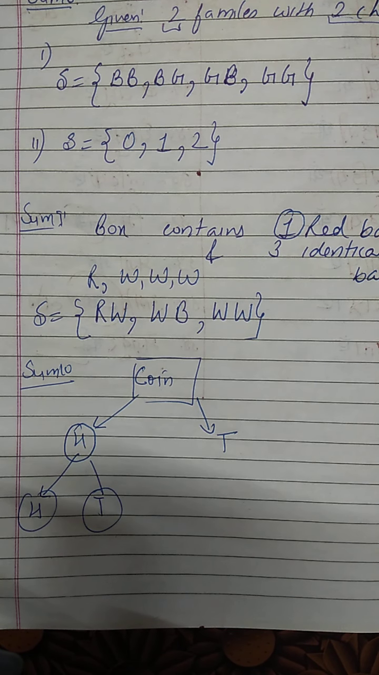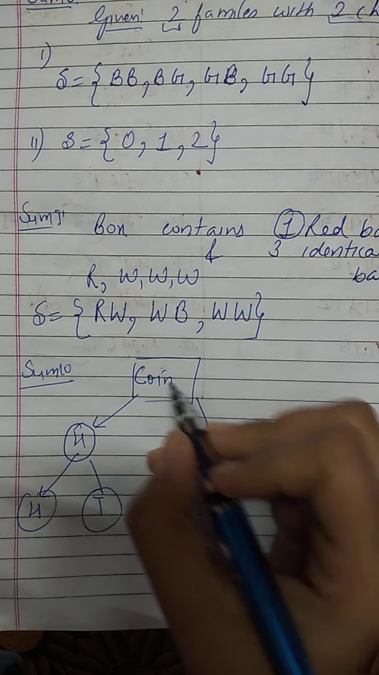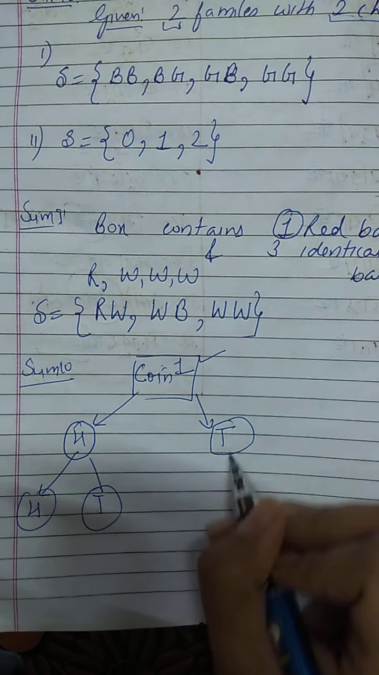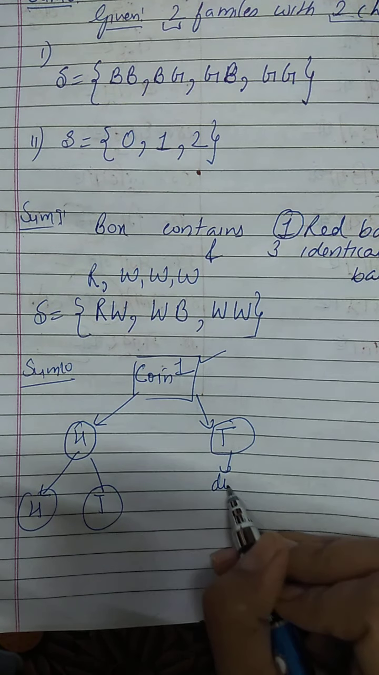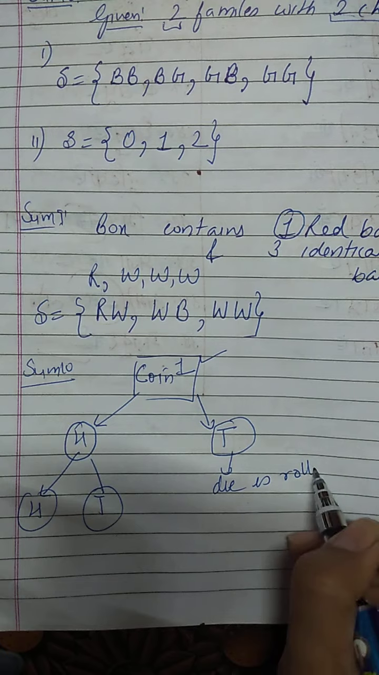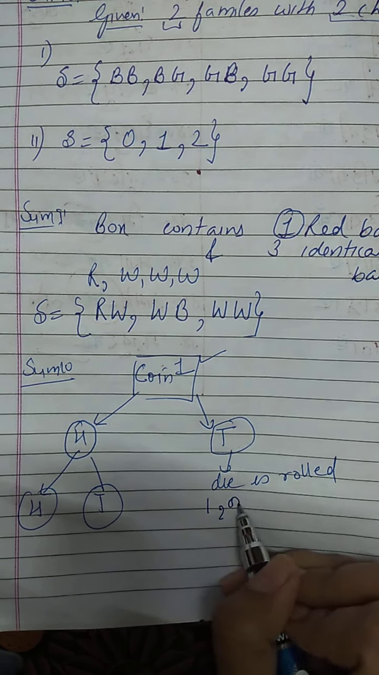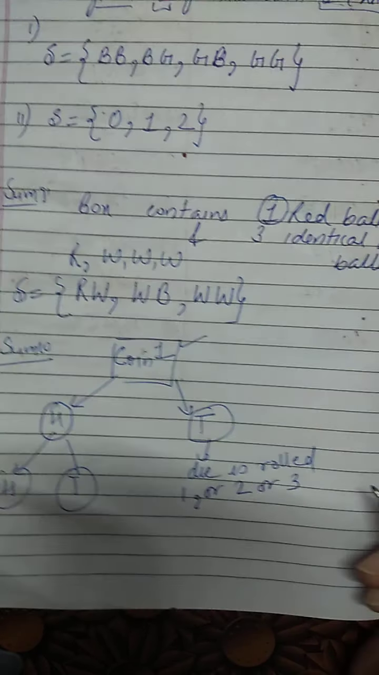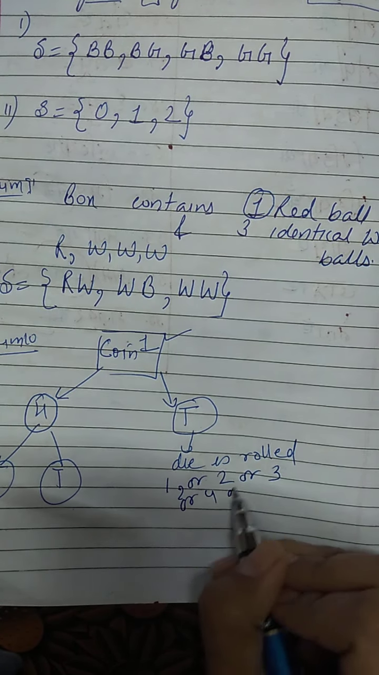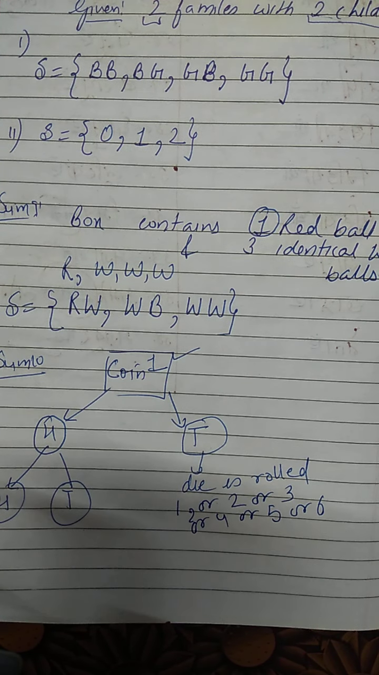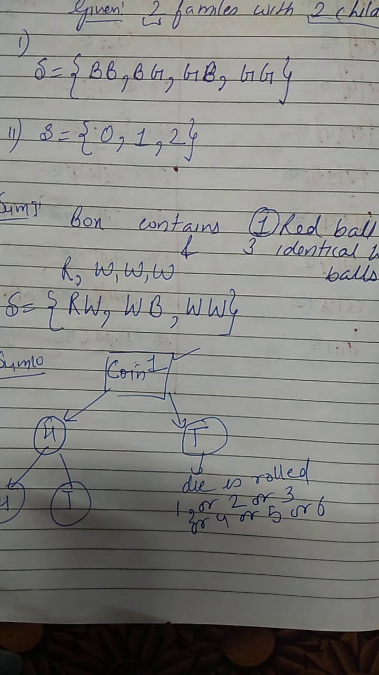And if tail occurs on the first toss, then a die is rolled. So when the first coin is tossed and tail is coming, what is happening? A die is rolled. When the die is rolled, either one can come, or two, or three, or four, or five, or six can come on the die. So we have to find the sample space.